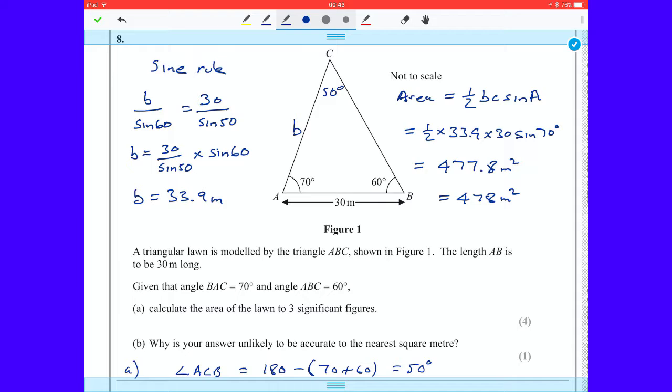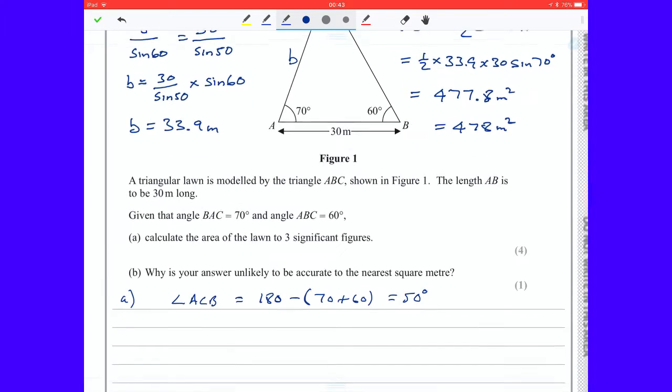The second part of the question, for 1 mark, says, why is your answer unlikely to be accurate to the nearest square metre? Well, if it was accurate to the nearest square metre, it's accurate to three significant figures. But the figures we've been given in the question weren't given to three significant figures. 30 metres is to two significant figures, and the 70 and 60 degree angles are to two significant figures.